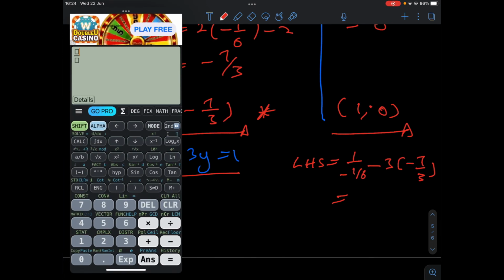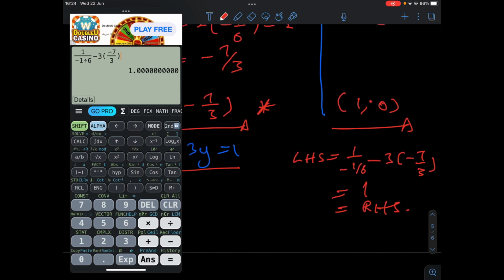So that is 1 divided by negative 1 divided by 6, minus 3 times negative 7 divided by 3, and there we go, we get 1, which is equal to the right hand side.